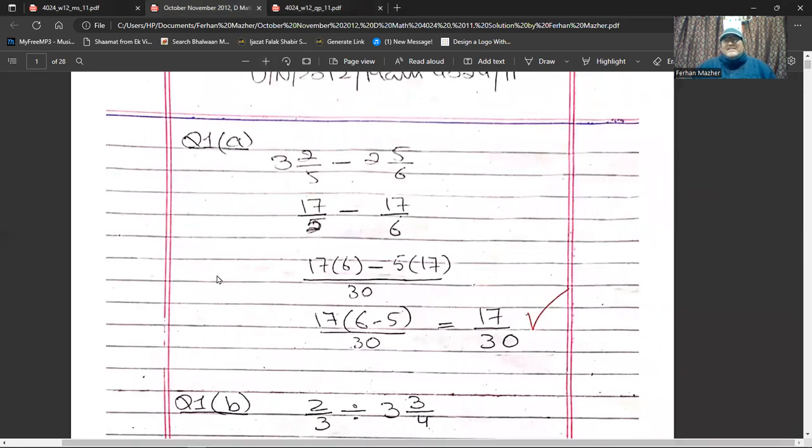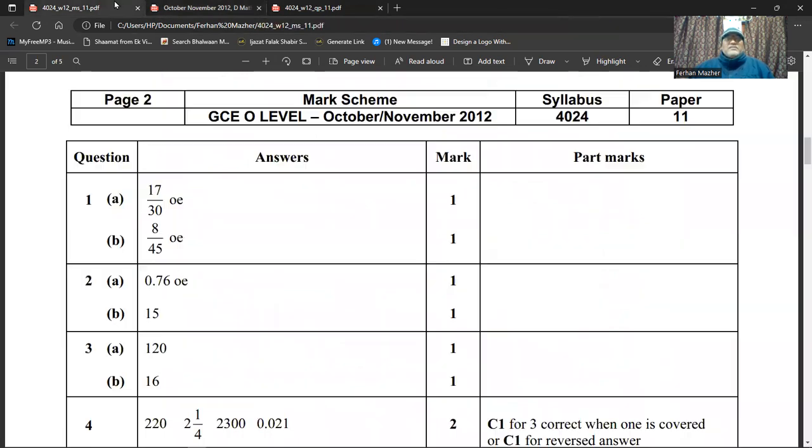So denominators are 5 and 6, so their LCM will be 30. When you divide the LCM with this denominator, you get 6. 6 will multiply with the 17. When you divide the 30, the LCM, with this denominator, you get 5. So 5 will multiply with this numerator. So here you have 17 into 6 minus 5 into 17. Instead of multiplying these, I will take 17 common. So in the bracket, I will have 6 minus 5, which will be 1. 1 multiplies 17, that will be 17. So divided by 30. 17 divided by 30 is the answer. So our answer is right.